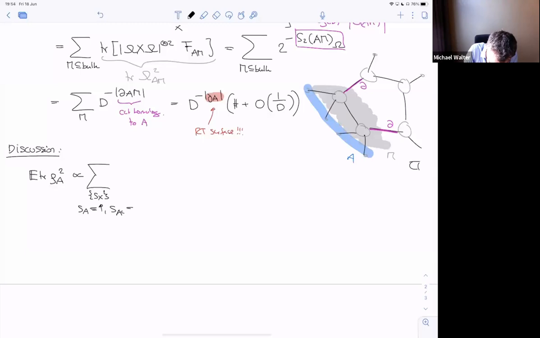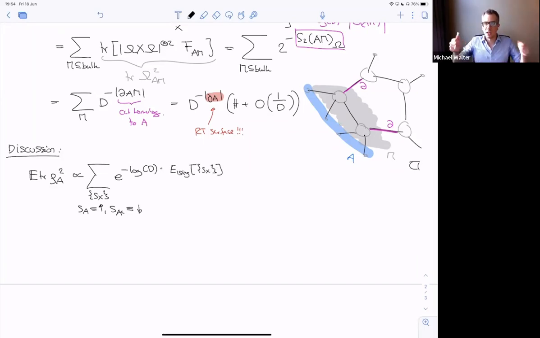On a complement, you always pick spin down. And then you say something like, well, e to the minus log d times sort of an energy, sort of an Ising energy corresponding to the spin configuration. Right, and that means if you have a bond, if the two spins are aligned, you pay energy cost 0, and if they're anti-aligned, you pay energy cost 1.